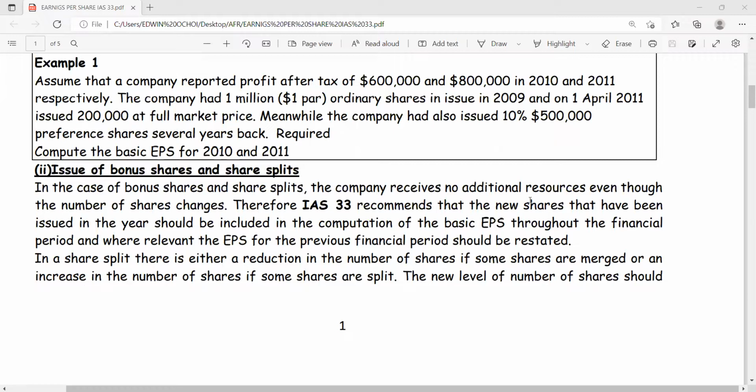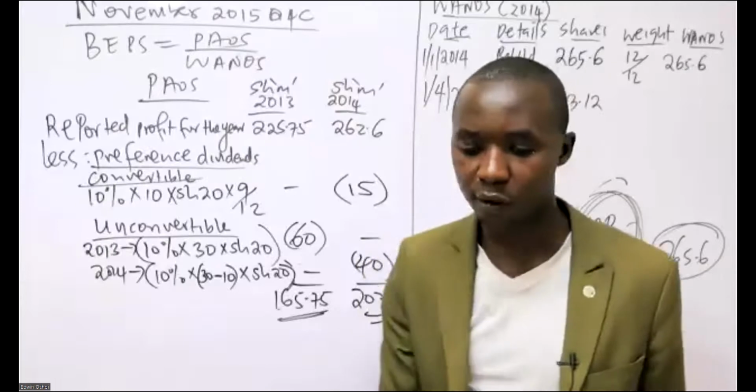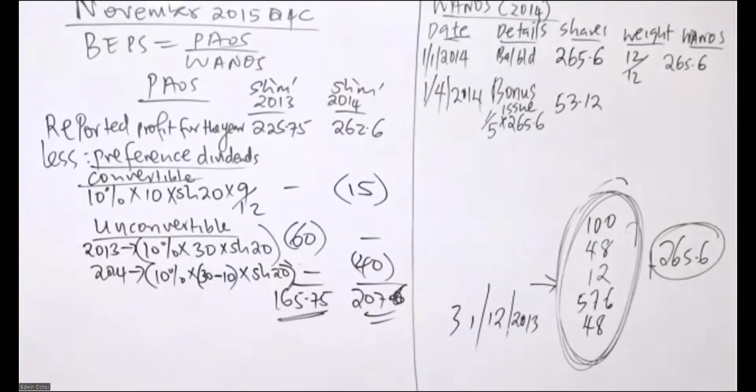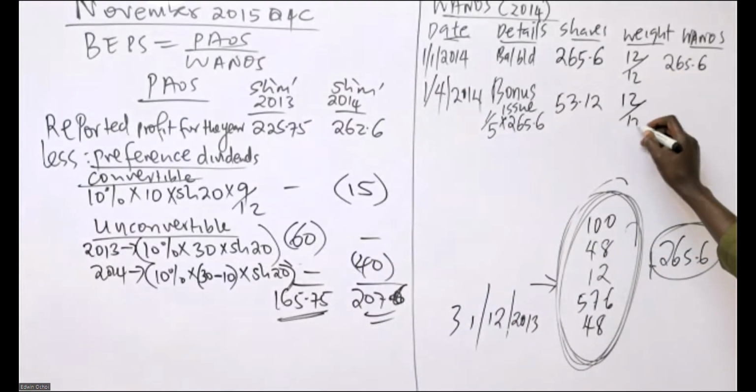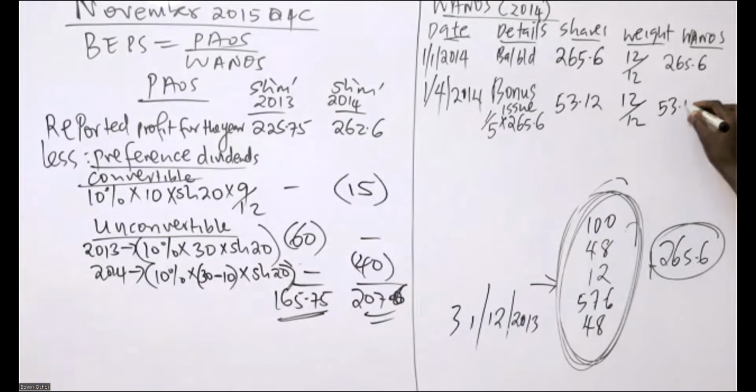So therefore, IAS 33 recommends that the new shares that have been issued in the year should be included in the computation of the basic EPS throughout the financial period. And where relevant, the EPS for the previous financial period should be restated. So it's 12 over 12. So that is 53.12.